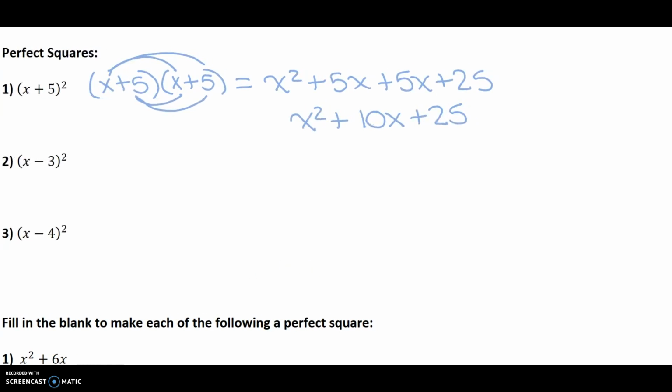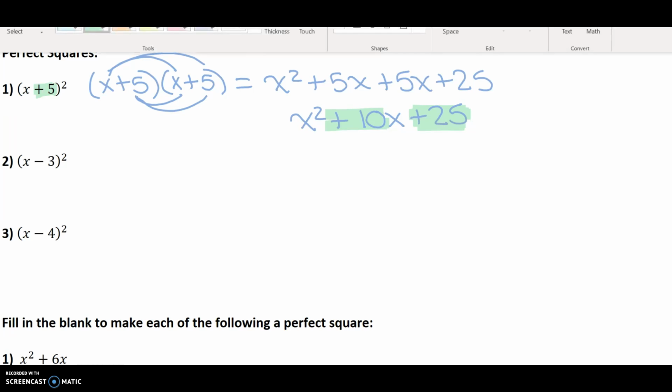So if we look at our answer, we notice that the coefficient of x, or our b term, comes from this number 5 multiplied by itself, added to itself, 5 plus 5, or multiplied by 2. And if we look at our constant, 25, we notice that it comes from 5 times 5, or 5 squared.